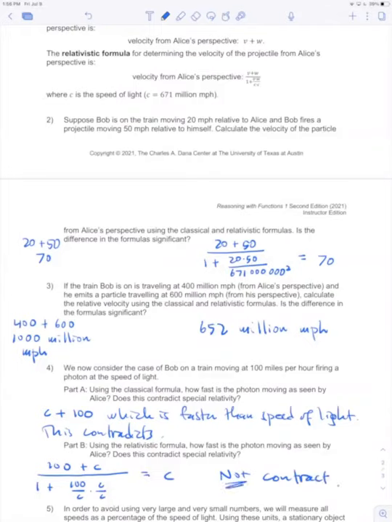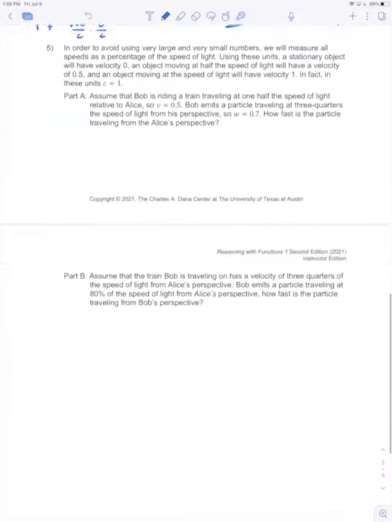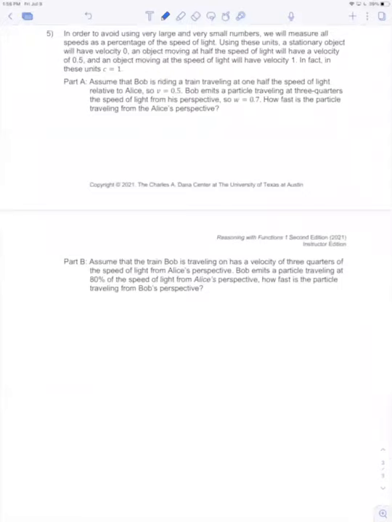Part 5. In order to avoid using very large and very small numbers, we will measure all speeds as a percentage of the speed of light. Using these units, a stationary object will have velocity 0, an object moving at half the speed of light will have a velocity of 0.5, and an object moving at the speed of light will have velocity 1. In fact, in these units, c is equal to 1.